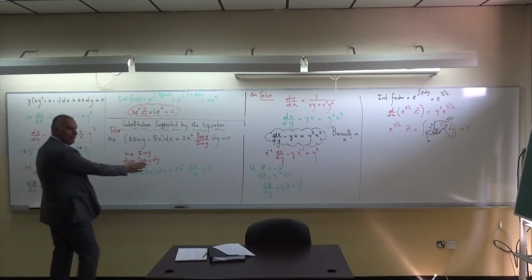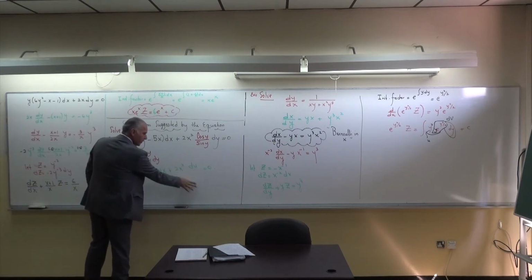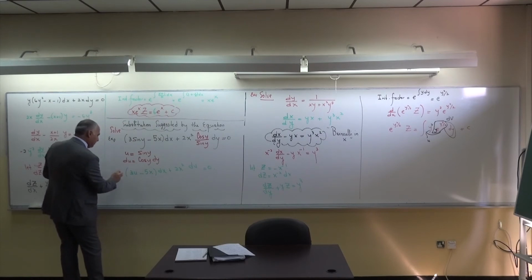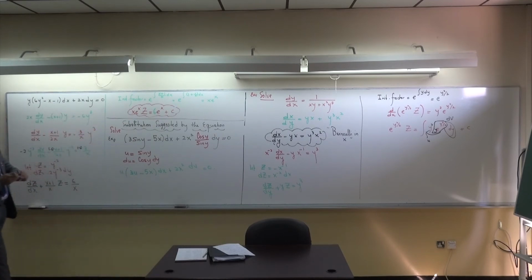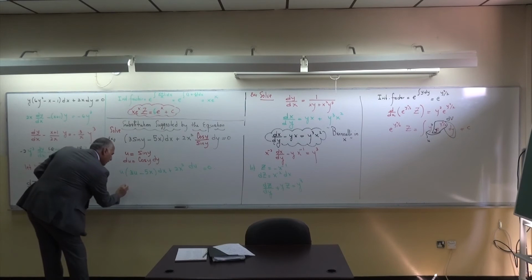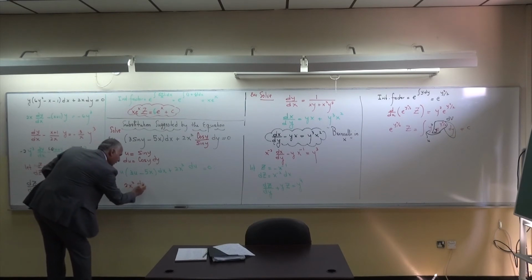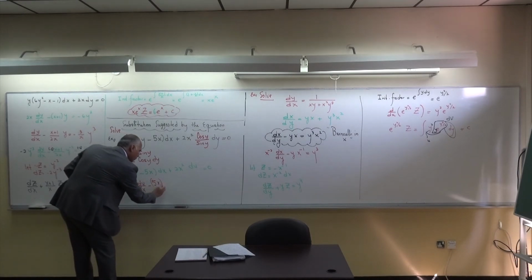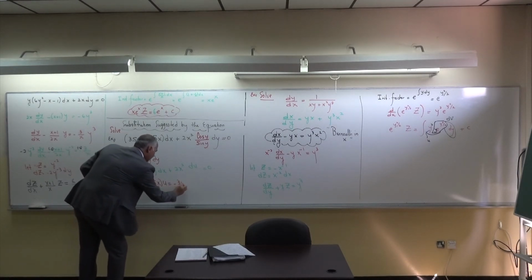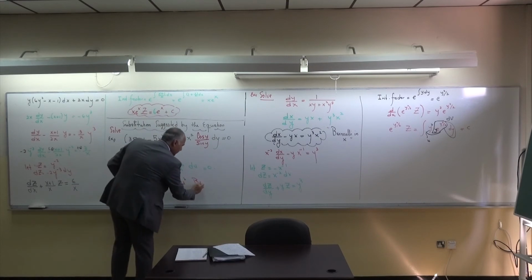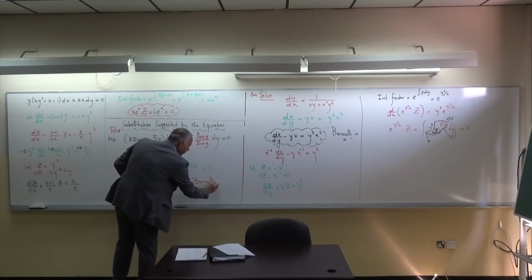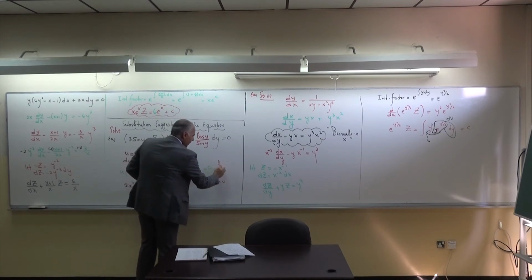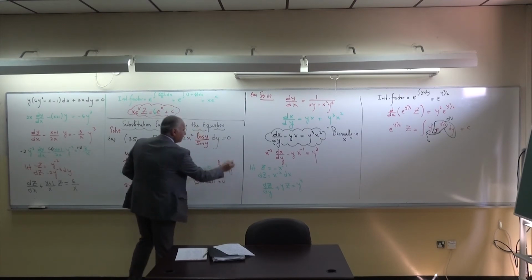So it became homogeneous. Other than being homogeneous, it's also a Bernoulli's equation. Notice 2x² du/dx - 5x u = -3u², which is Bernoulli in u. Here it is homogeneous.